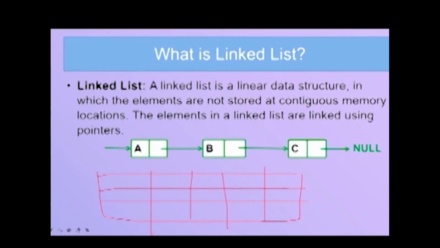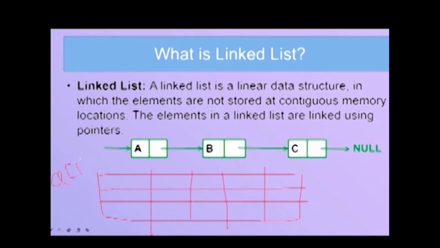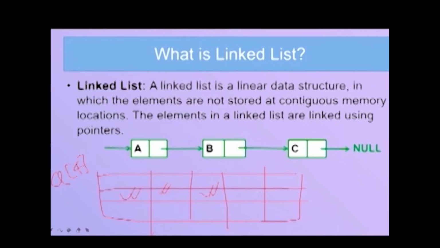If you create an array, the elements are stored at contiguous memory locations. Suppose you create an array of size 4. If the first member of the array starts at this position, then the second element will be at this memory location, then the third in this one. In this way they will be stored, right? But in a linked list, this does not happen.